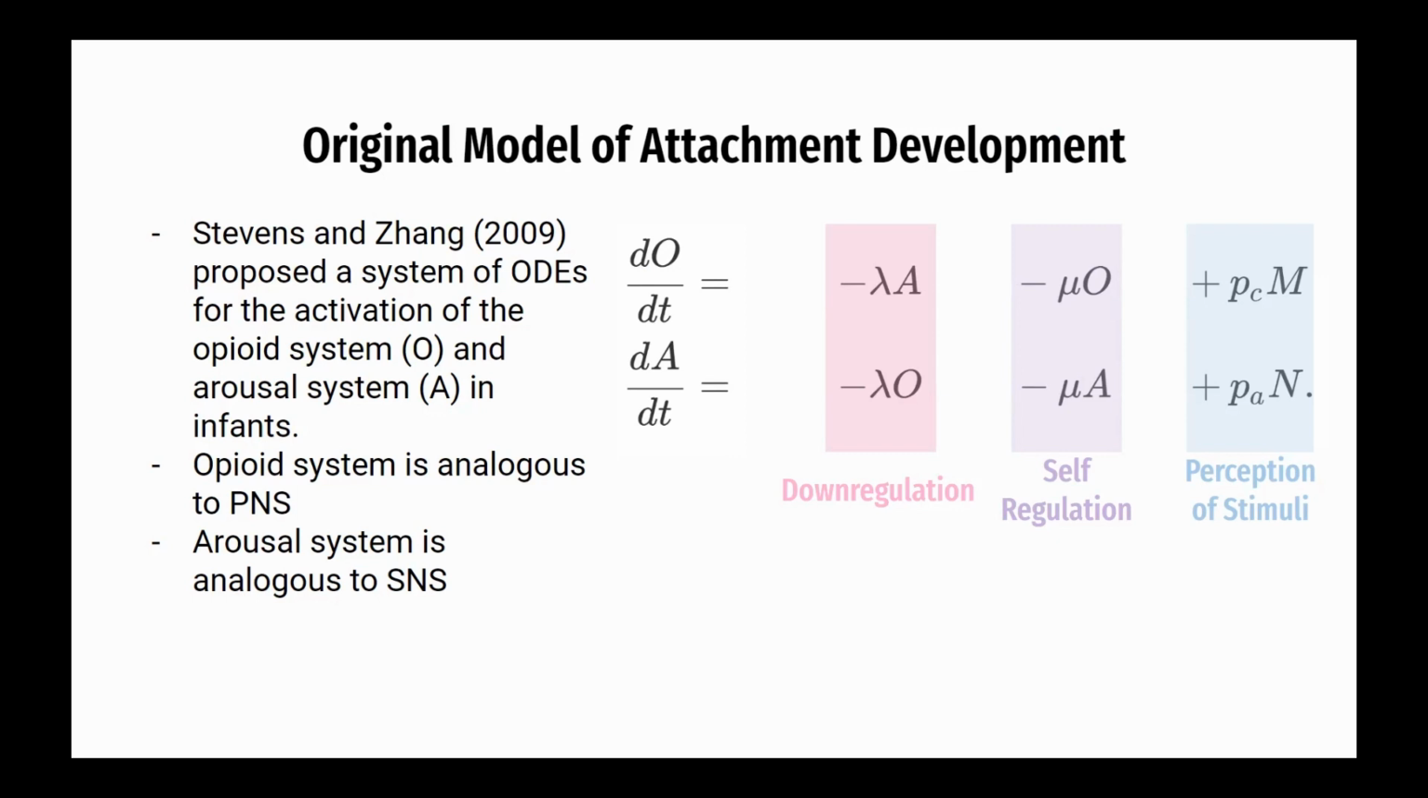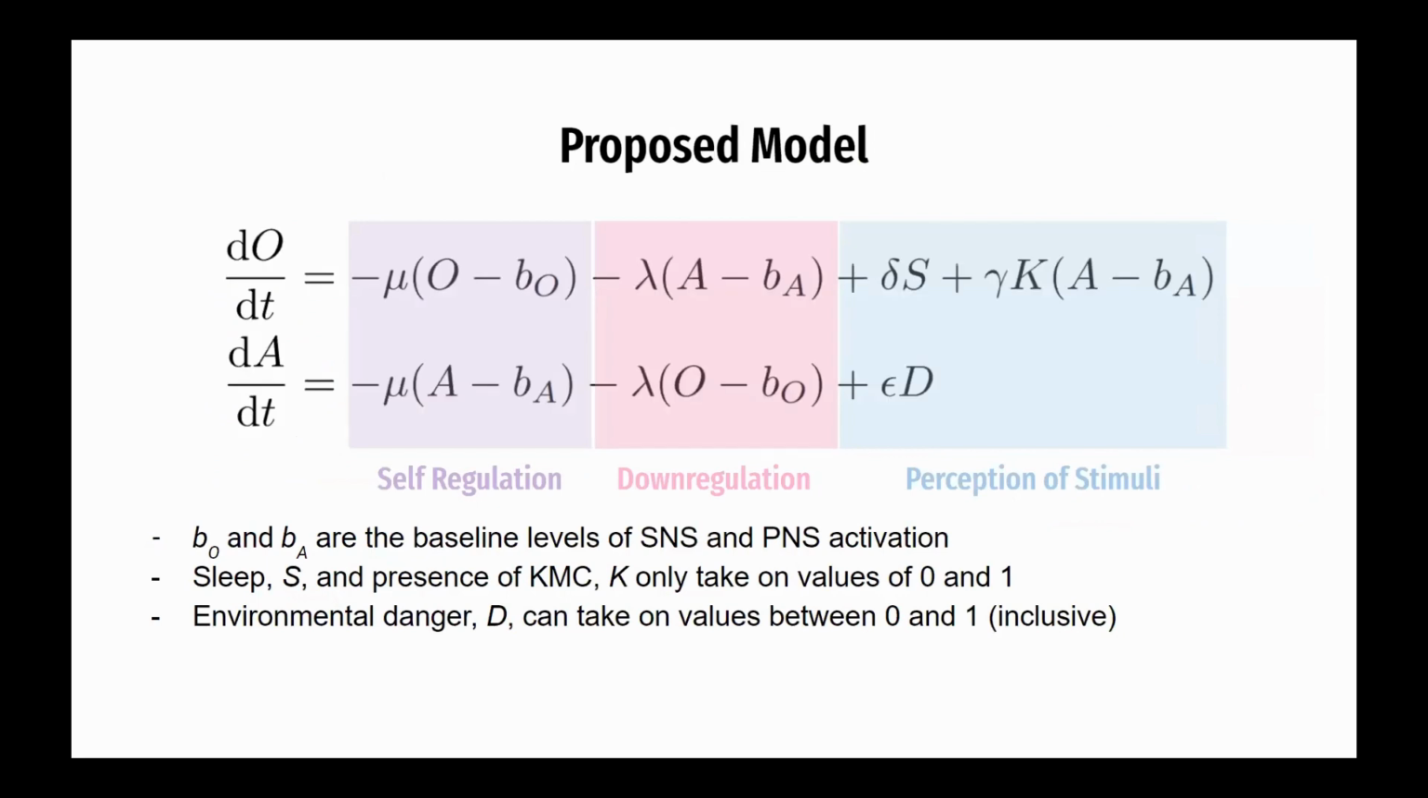This system of equations is particularly useful for our model because the opioid system is analogous to the parasympathetic nervous system, and the arousal system is analogous to the sympathetic nervous system. And so we actually modified their system of equations in two major ways. The first way accounts for non-zero baseline levels of SNS and PNS activation, which can be seen in the purple and pink terms. And the second major change we made was specifying the stimuli that upregulate the PNS and SNS activation.